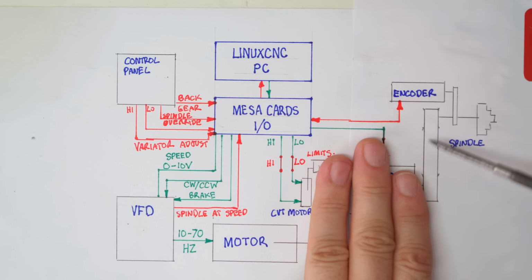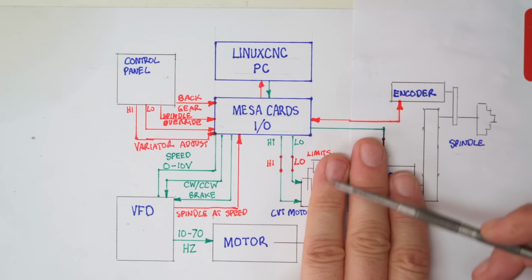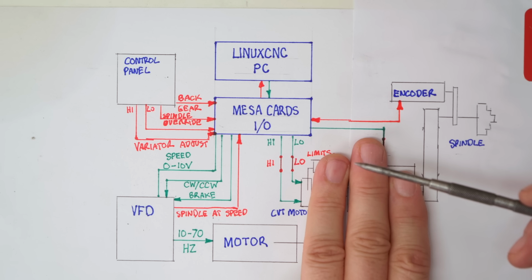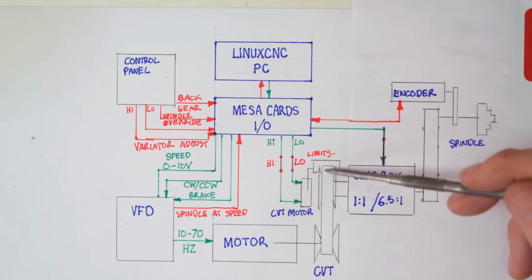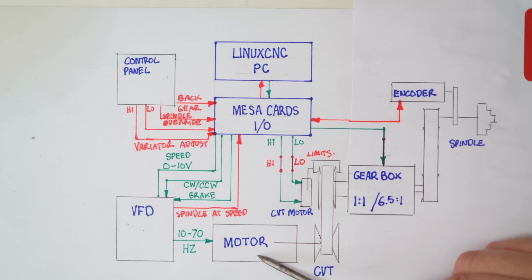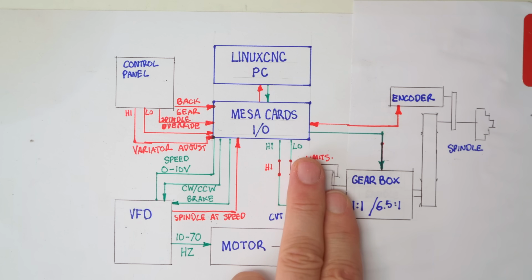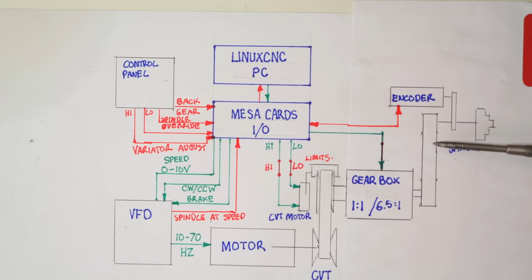So that would be pretty simple, and that is in fact what Schaublin then did on the follow-on model of this lathe called the 125 CCN. They dumped the back gear, they dumped the constant velocity transmission, and they just put in a big spindle motor here and run it closed loop off the spindle. I've had a lot of suggestions that that's what I should do. Just rip all this stuff out and put in a big motor.